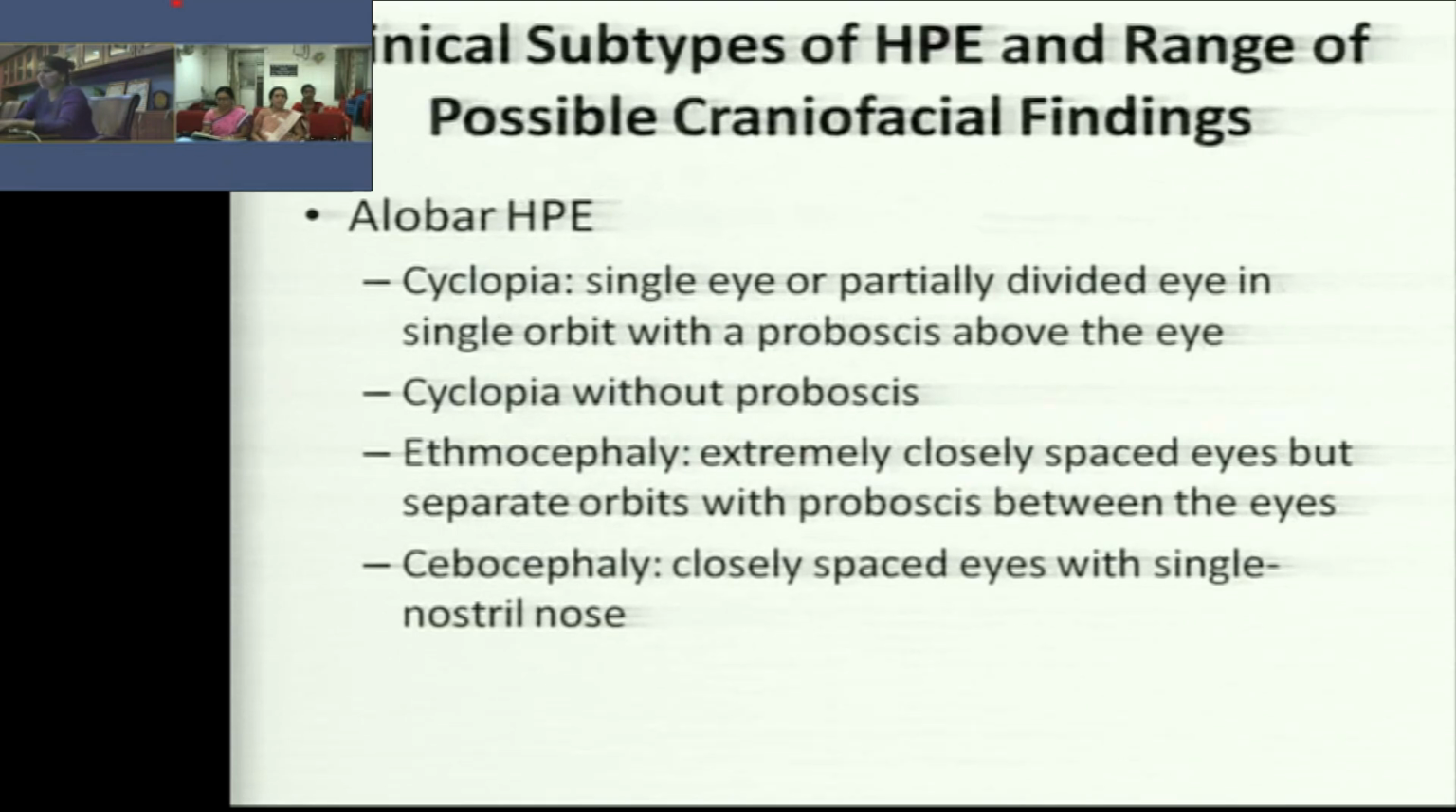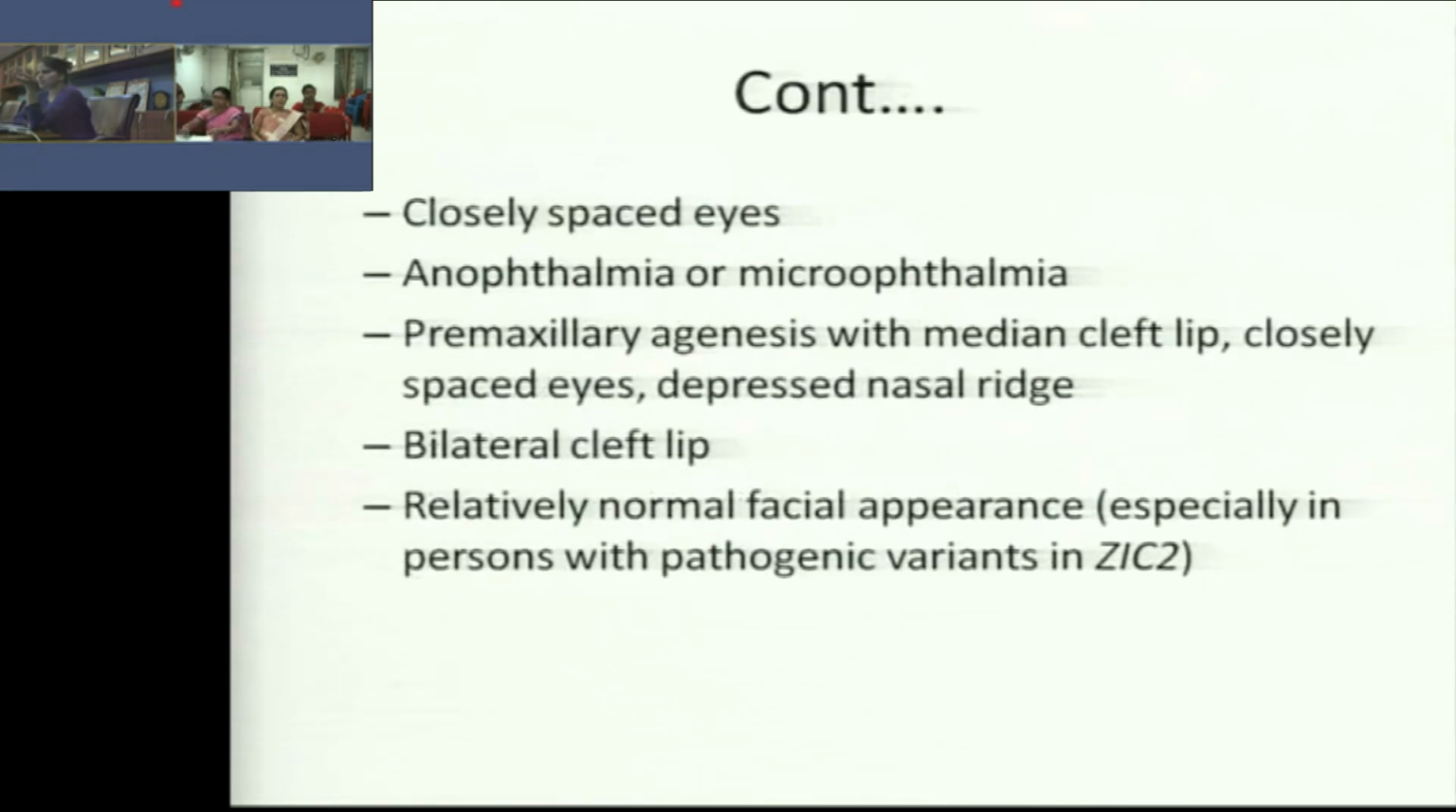Coming to the clinical subtypes and the range of possible clinical findings in these subtypes. Alobar HPE, the most severe form, is characterized by cyclopia, which is a single eye or partially divided eye in a single orbit with a proboscis above the eye. There could also be cyclopia without proboscis. There could be ethmocephaly, that is extremely closely spaced eyes but separate orbits with a proboscis between the eyes. There could be cebocephaly, that is closely spaced eyes with a single-nostril nose. Then there could be only closely spaced eyes, anophthalmia or microphthalmia, bilateral cleft lip and depressed nasal bridge, and a relatively normal facial appearance in some variants, which are associated with mutations in the ZIC2 gene.